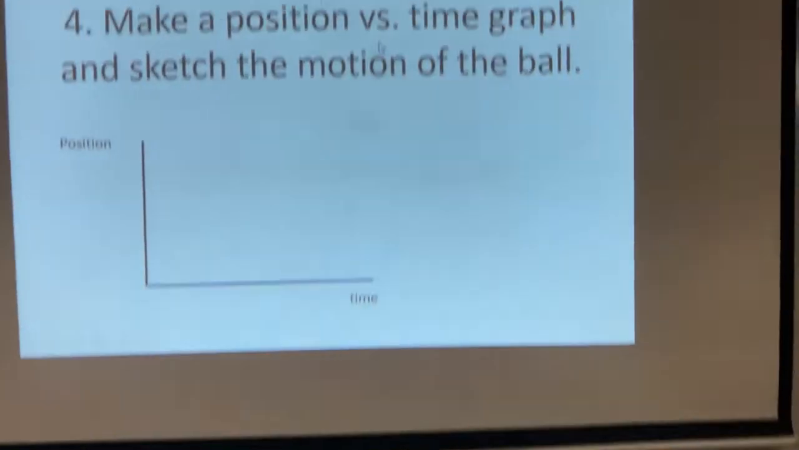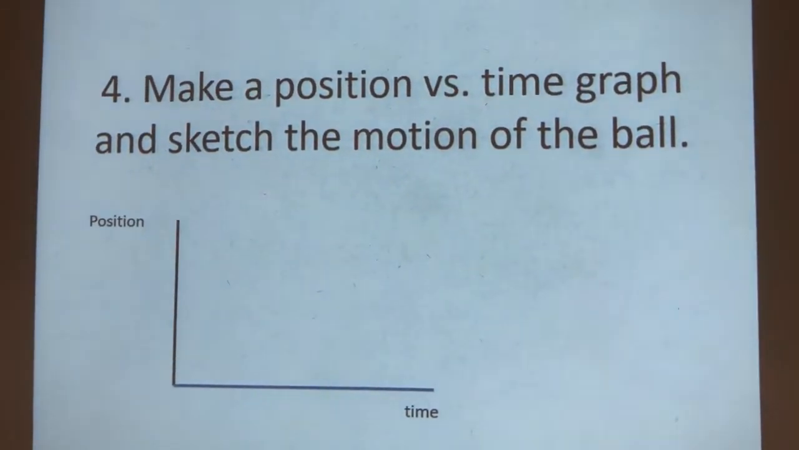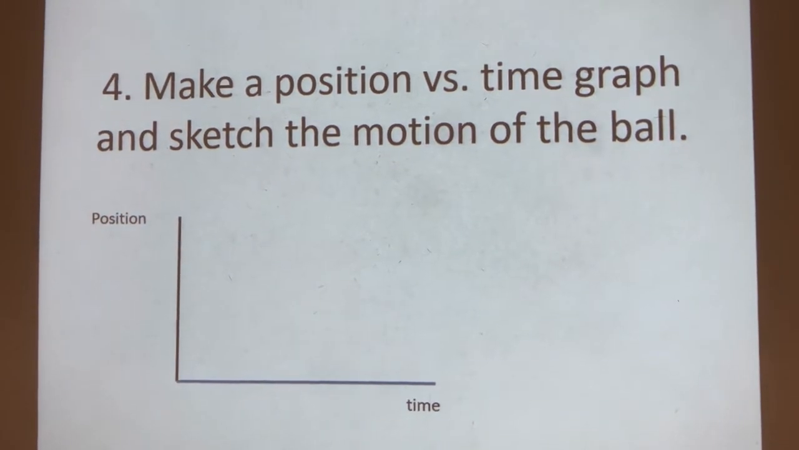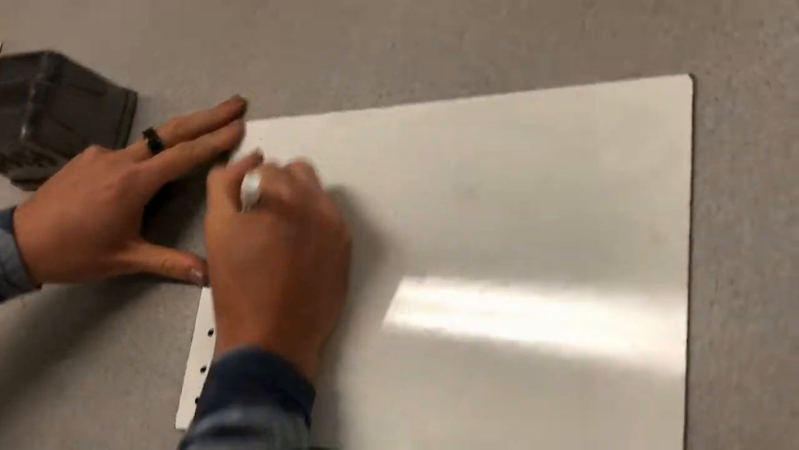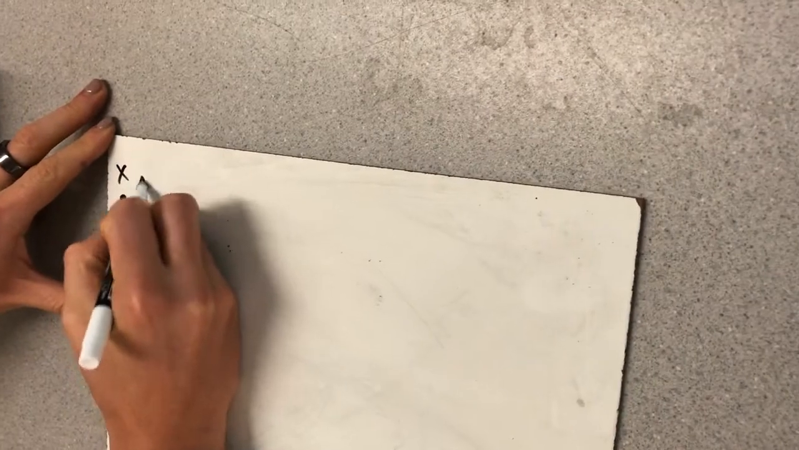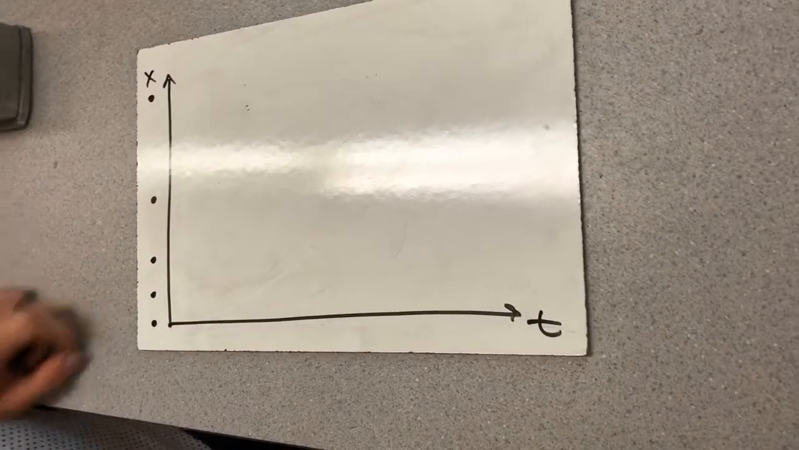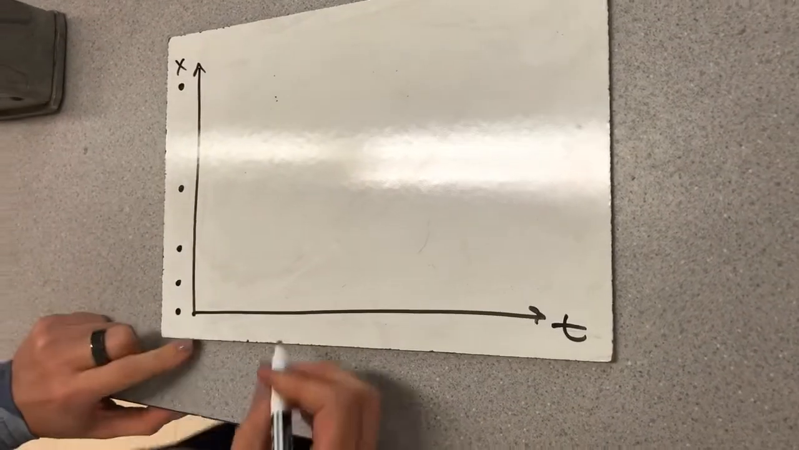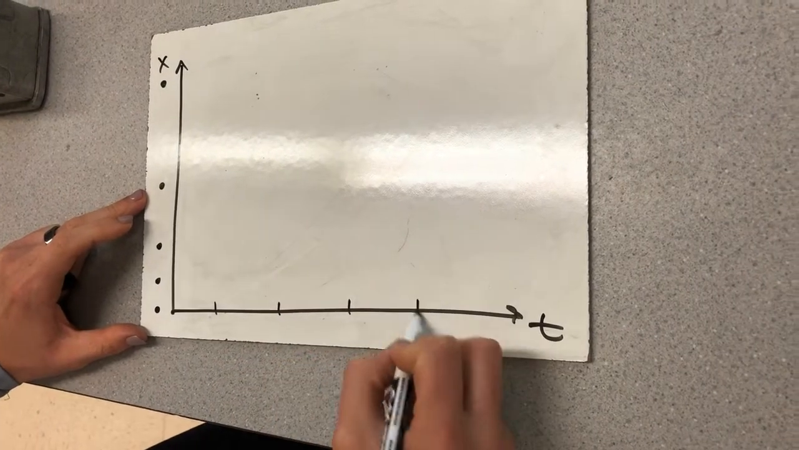Now pause the video. Make a position versus time graph and sketch the motion of the ball. Sweet. Now let me show you a trick. Okay, so X is for position. Time is over here. You took the motion diagram and turned it onto the vertical axis. So we've got 1, 2, 3, 4, 5. So I'm just going to go 1, 2, 3, 4, 5.